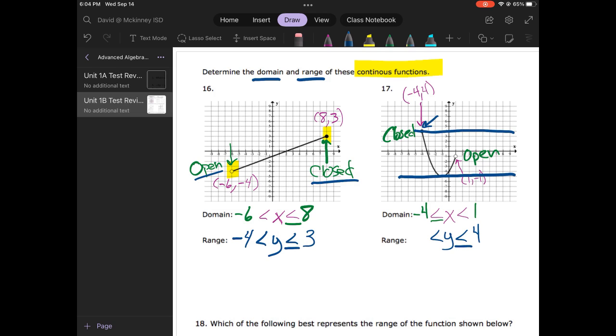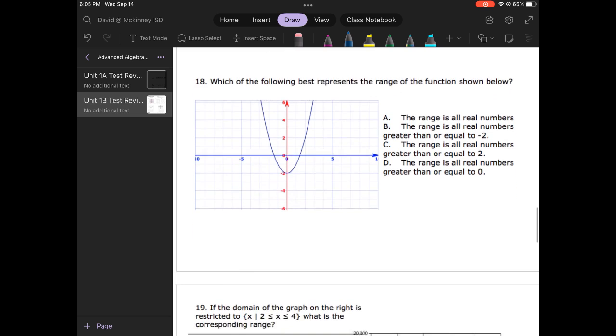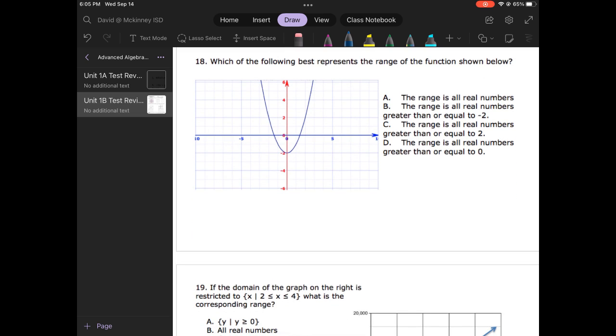I want you to notice, though, that the open circle is not the lowest point on this function. That's down here at -5, and that's a solid line. And that solid line means that -5 is included in this graph. So I have to put my equals to sign underneath. And my range is -5 is less than or equal to y, which is less than or equal to 4.